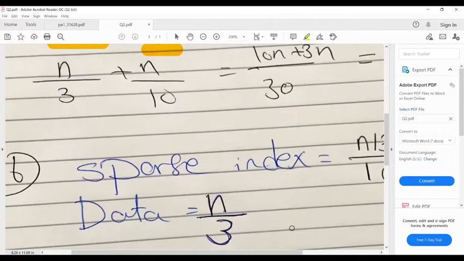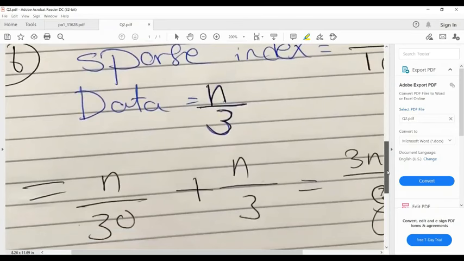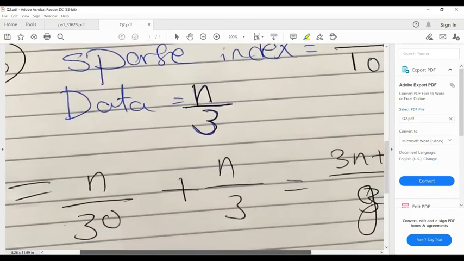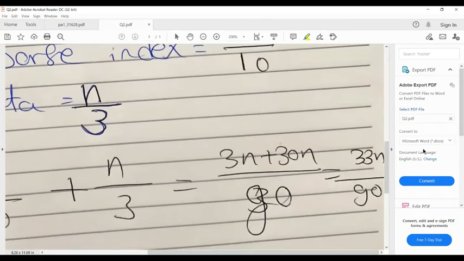The data file is equivalent. It is n/3. That's why the total number of blocks to hold the data file and the sparse index will be n/30 plus n/3, which will be 33n divided by 90. Then we finalize question 2.